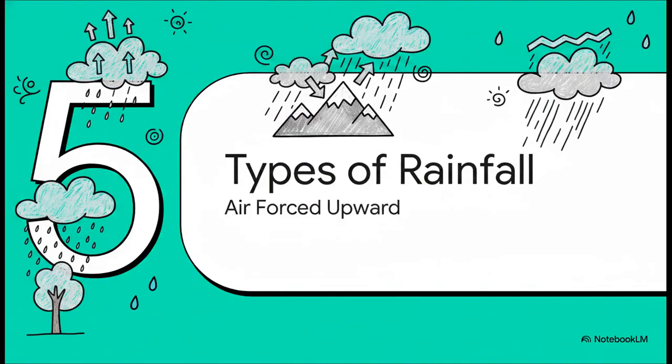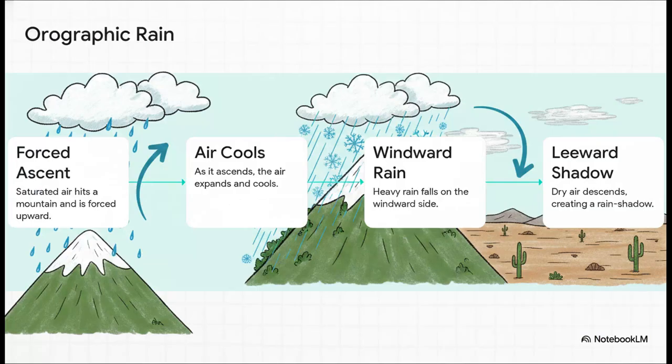Section 5. 3 types of rainfall. How air gets forced upward in the first place actually determines the type of rain we experience. First up is orographic, or relief rain. This perfectly explains a huge geographic phenomenon, why one side of a mountain range can be a lush green paradise while the other side is a dry desert.